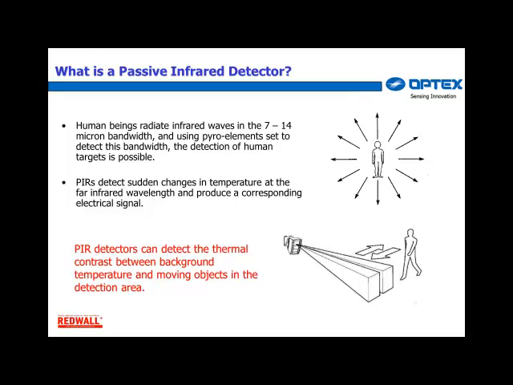PIRs detect sudden changes in temperature at the far infrared wavelength and produce a corresponding electrical signal. The next statement is probably the essence of how a PIR works. PIR detectors can detect the thermal contrast between background temperature and moving objects in the detection area. If you look at the diagram, it seems there are two detectors with two fields of view. This is just because of the optics and the PIR characteristics inside the device. We will talk about that later.